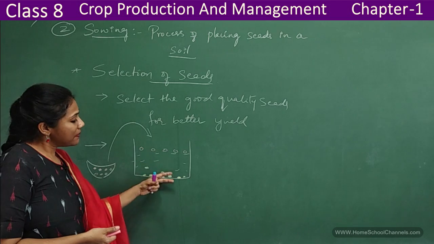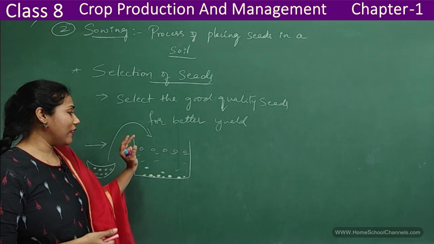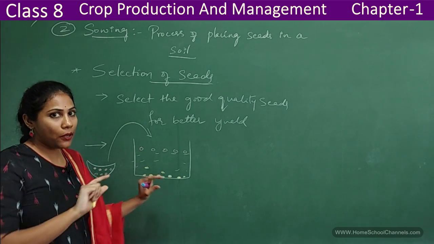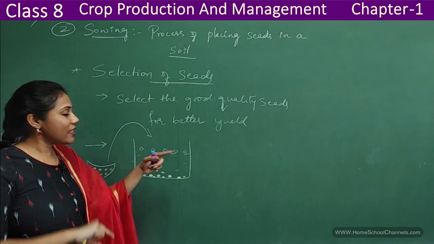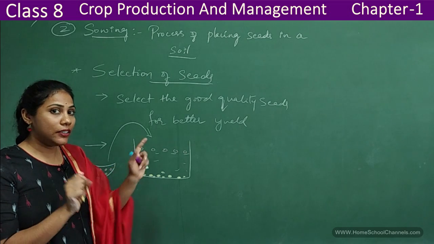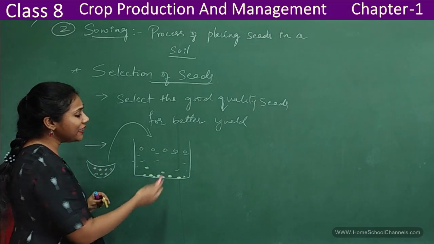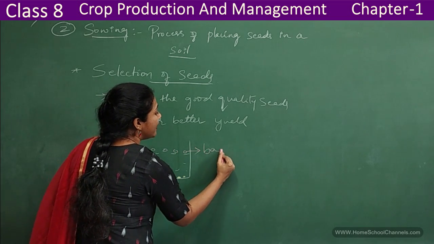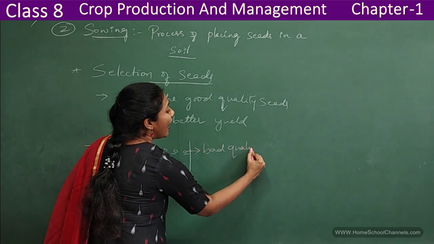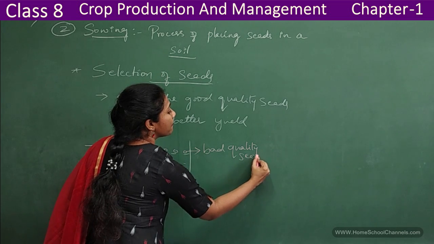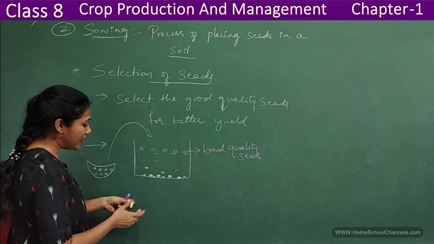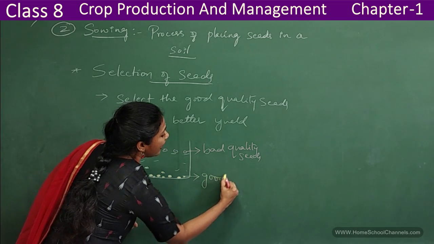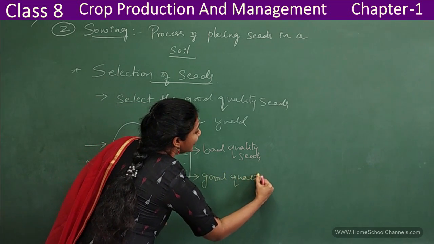So here some seeds have a quality, some seeds do not have a quality. So among the two types of seeds, some seeds go to the bottom and settle, and some seeds remain on the surface of the water, on the top of the water, right? And the seeds which are on top of the water are bad quality seeds. Okay, and the seeds which went to the bottom and settled are good quality seeds.